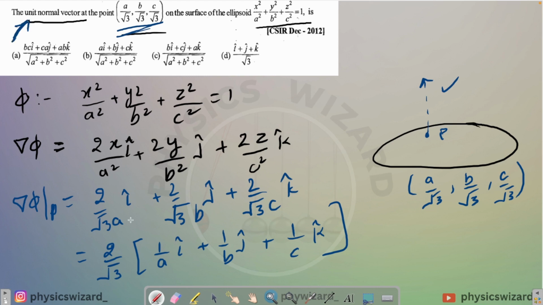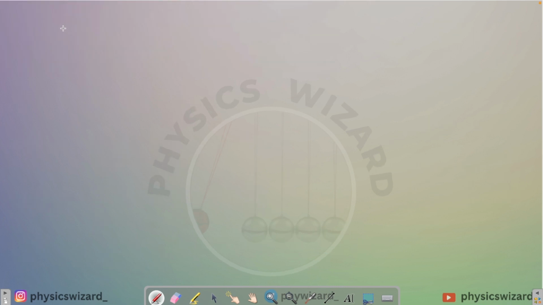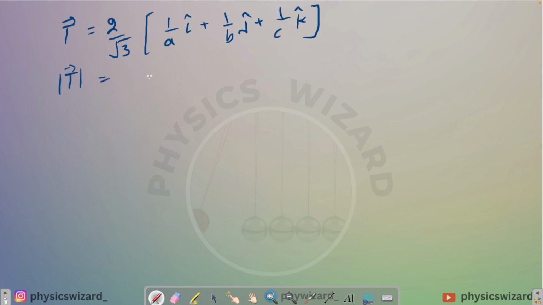Then how can we find the unit normal vector? Suppose this is a vector t. If we have vector t, then the unit normal vector is vector t divided by the magnitude of vector t. So now we have vector t, right? We have to find the magnitude of vector t. Vector t was 2 by root 3, 1 by a i cap plus 1 by b j cap plus 1 by c k cap. If we have a vector a i cap plus b j cap plus c k cap, what is the magnitude of this vector? Under root a square plus b square plus c square.